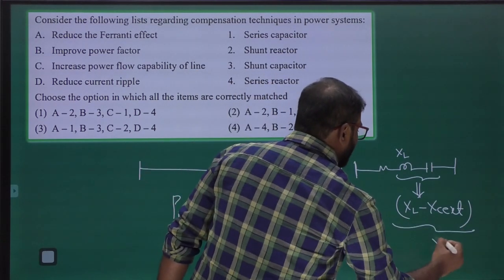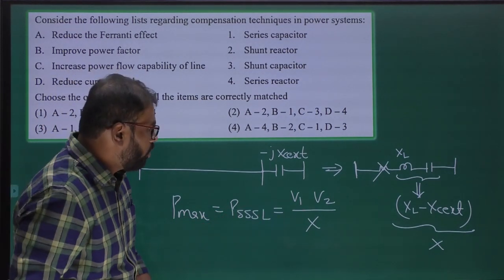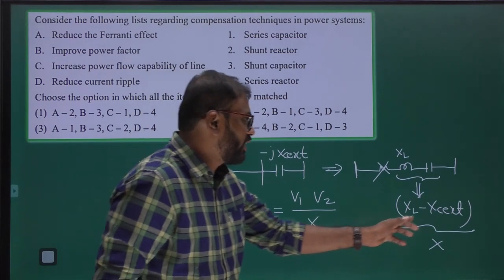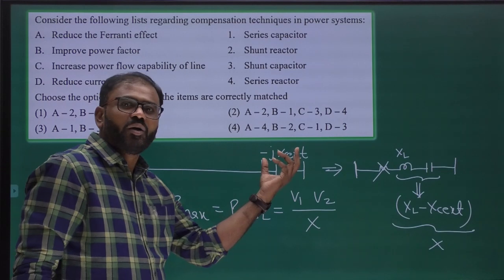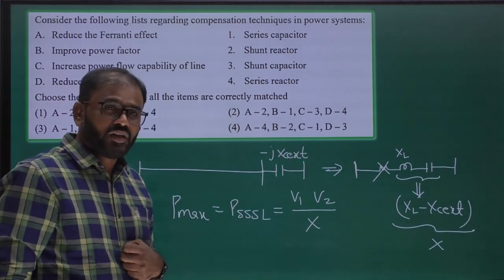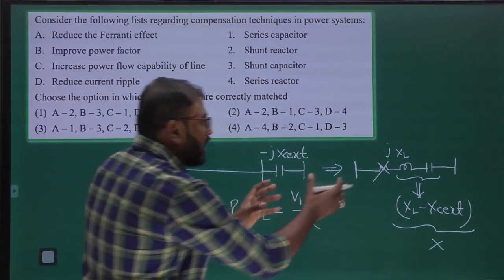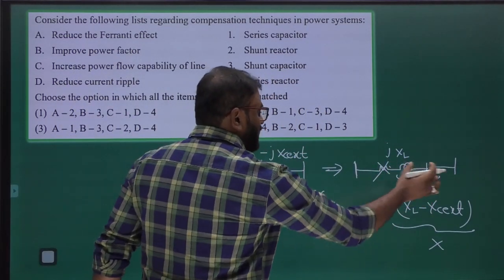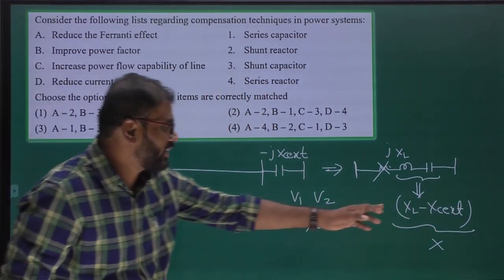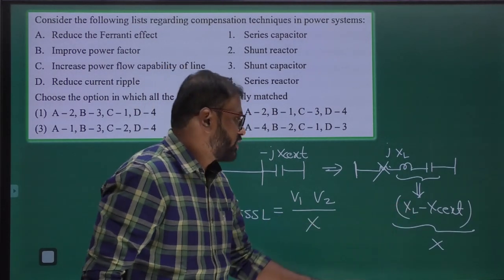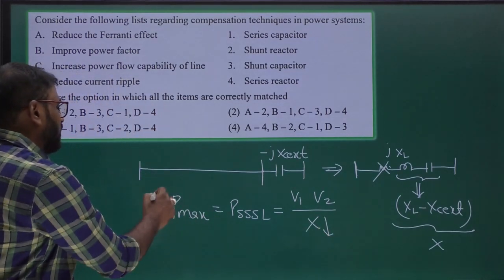What is the net reactance of the line? X, because I neglected the resistance, just for approximation. So Pmax is V1 V2 by X. What is this X now? XL minus Xc external. Because of the addition of the series capacitor, that provides minus jXc external impedance. The line inductive impedance is plus jXL. So the overall impedance in between is jXL minus jXc external, and the overall reactance is XL minus Xc external. So Xc external causes a decrease of X, and if X decreases, system stability will improve.